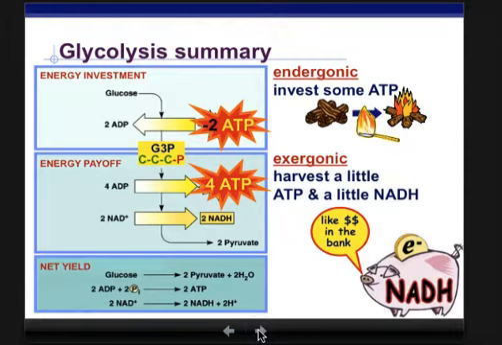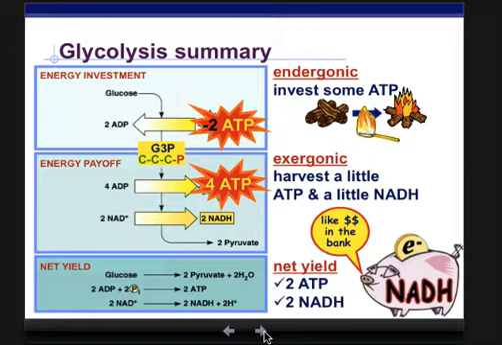Right, so there's our net yield. 2 pyruvates, 2 molecules of water, 2 ATP, 2 NADH, and 2 hydrogen ions. Okay, that's our net yield. And that's important for moving forward after glycolysis.